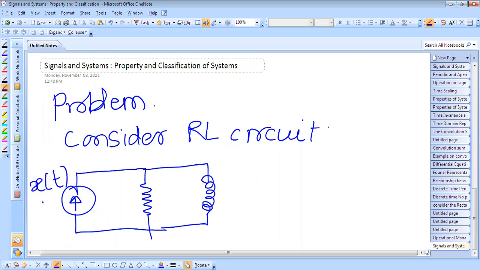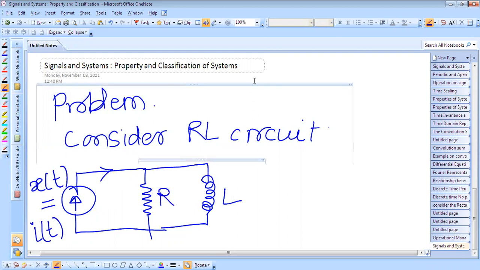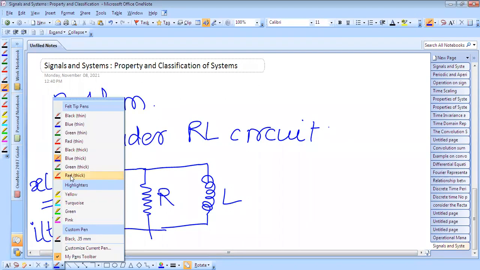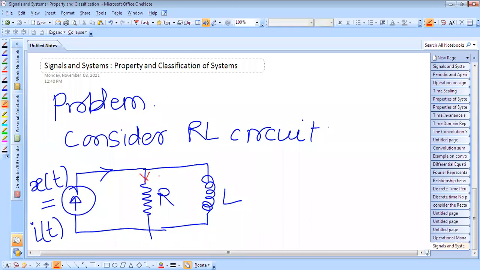So the input to the circuit is x of t, which is the current source, and this is the resistance R, and this is the inductance L. The current flowing through the resistance is iR of t, and the current through the inductance is iL of t, which is equal to y of t. So we have to find the input output relationship.